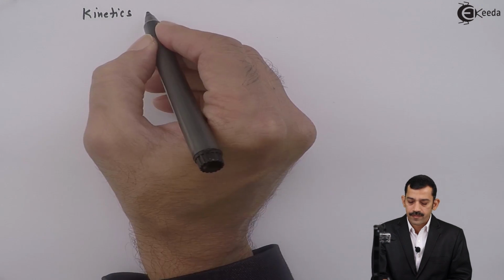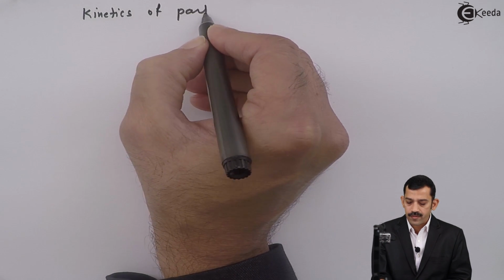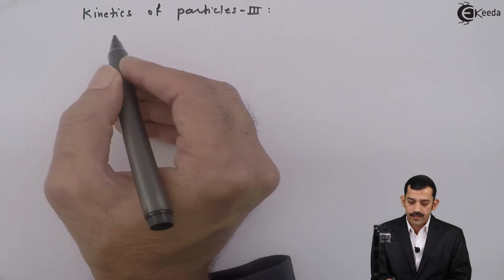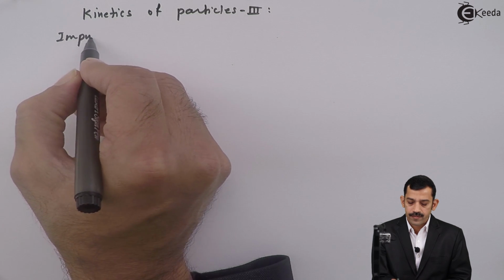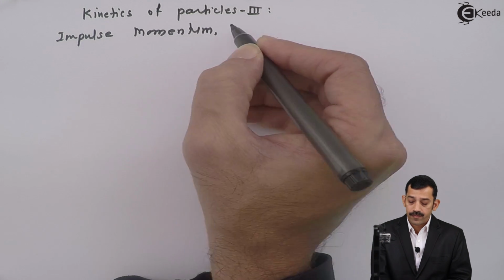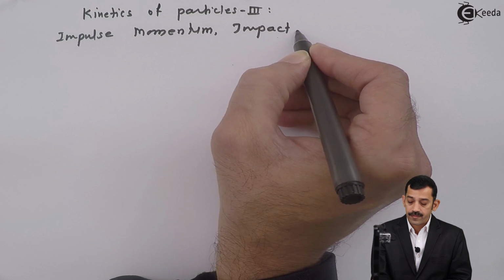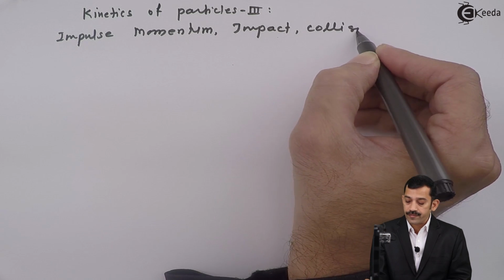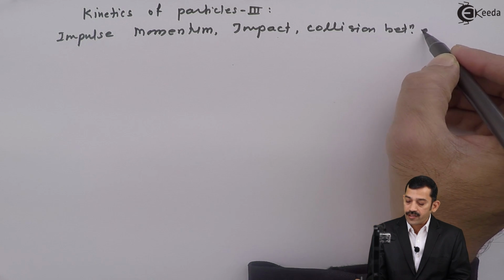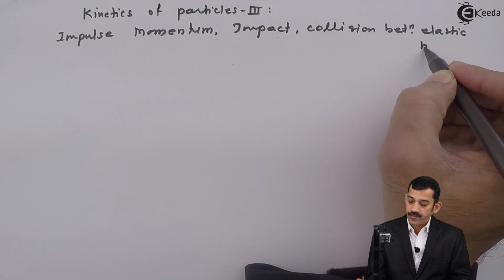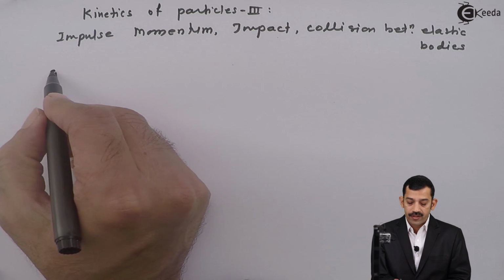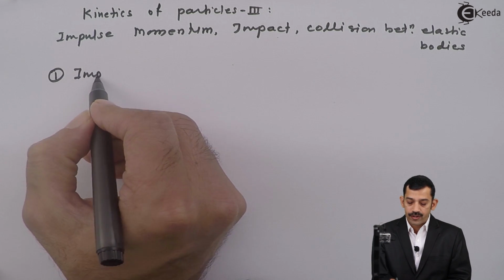Kinetics of particles 3: impulse, momentum, impact. It's nothing but collision between elastic bodies. The first term we discuss is impulsive force. Say number 1, impulsive force.